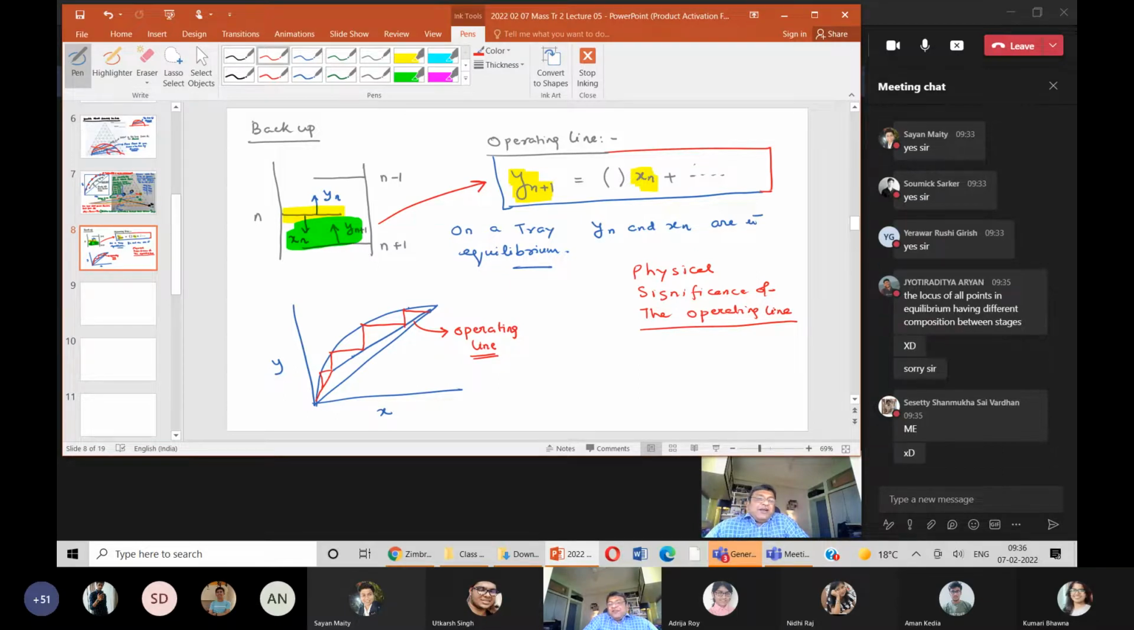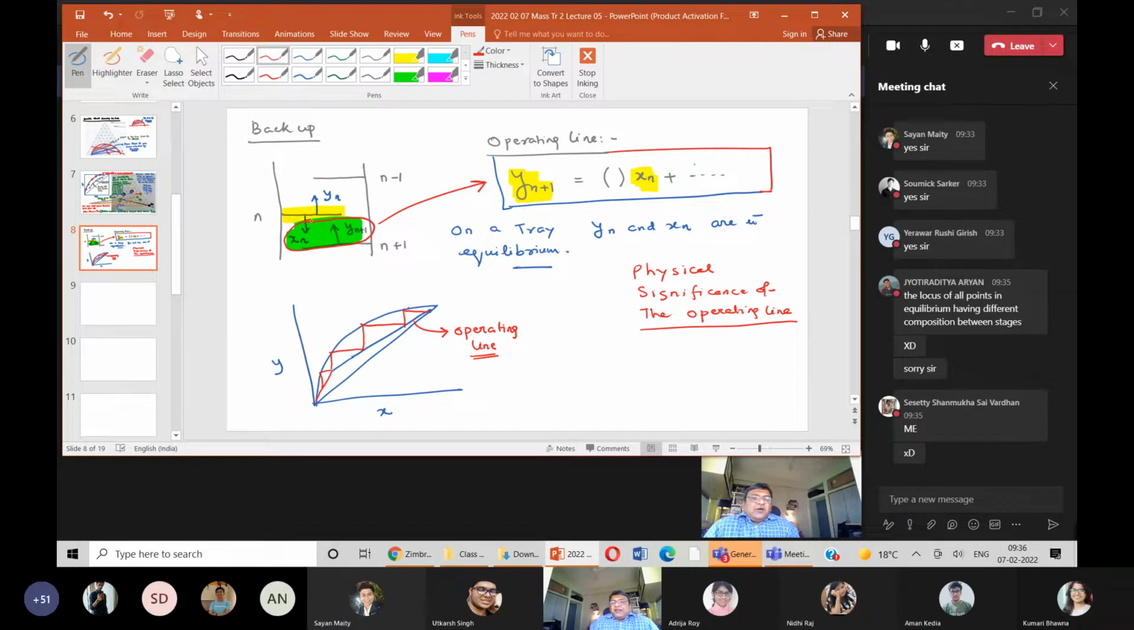Okay, so now that Jyotiraditya has cracked the code, look carefully, all of you, and I'm really sorry that this concept has not gone to your head before. What is an operating line? Operating line actually connects or correlates the vapor and the liquid composition between the two stages. Is it clear?